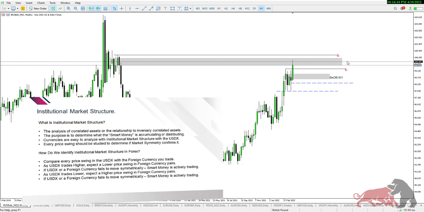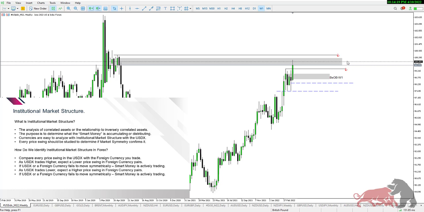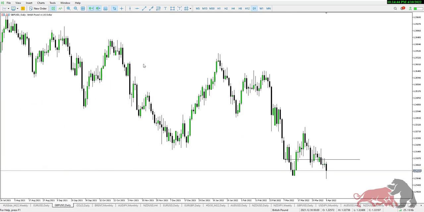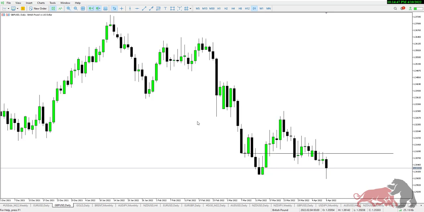If you remember correctly, when we spoke of macro analysis, where we look at correlated assets, if assets move in the same direction, they usually confirm higher highs, lower lows, higher lows together. And if that does not happen, it shows us that smart money is actively trading. Now I'm going to go to pound USD. We've got pound USD here, and I'm on the daily chart.